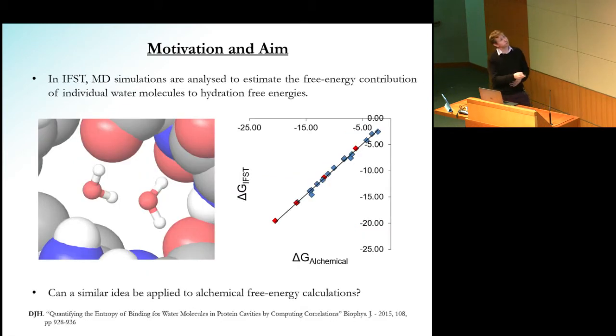And so thinking about some previous work that I've done on water molecules, this is looking at water molecules in protein cavities, singles or pairs of waters, and using inhomogeneous fluid solvation theory to assign free energy contributions to individual water molecules. This is the same idea that underlies WaterMap. If you can do this and get some kind of accurate or predictive or useful answer, could you apply something similar to these alchemical free energy calculations? Can you get something meaningful out of that?